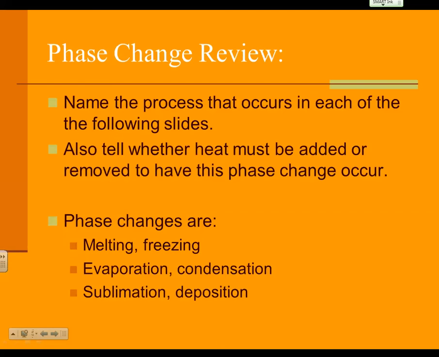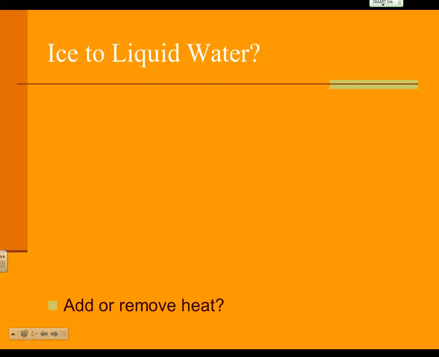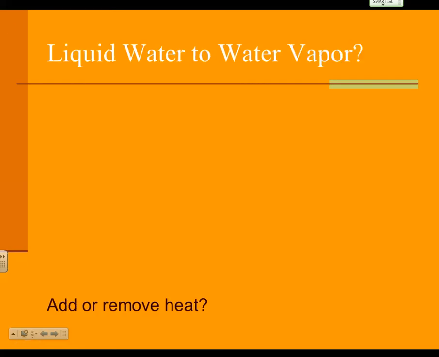So a quick review of phase change again. Name the process that occurs in each of the following slides. We're going to go through a bunch. Tell me whether the heat must be added or removed to have this phase change occur. And of course they are melting and freezing, evaporating or condensing, sublimating or depositing. So ice to liquid water. What would happen there? If you said melting, you're right. And you have to add heat for melting to occur.